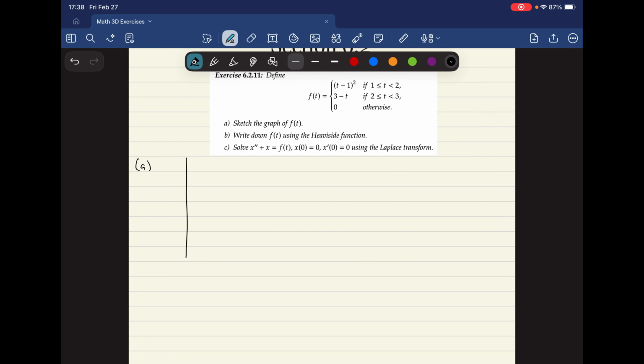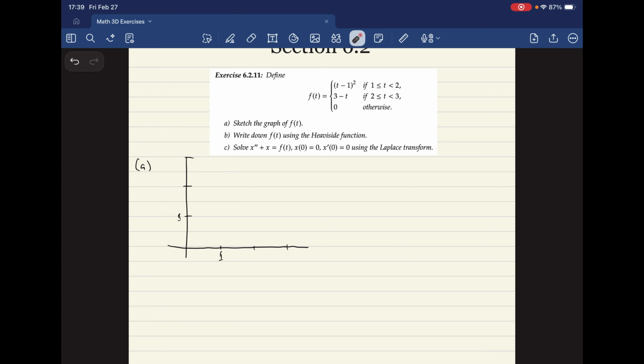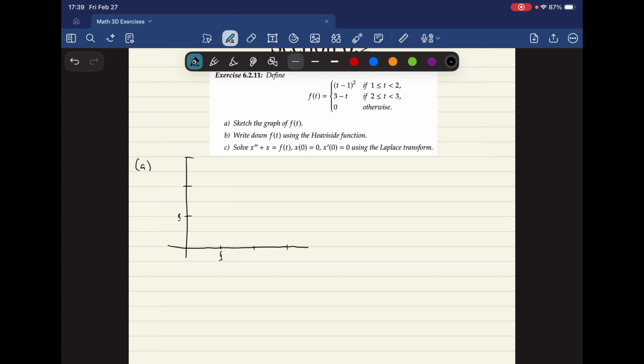So I'm going to take an xy plane, and let me add some coordinates: 2, 4, 3, and then right here, 1, 2, 3. Each of these tick marks will represent a distance of 1. What I'm going to do is start with each of the different pieces of my graph, and draw those separately with dotted lines.